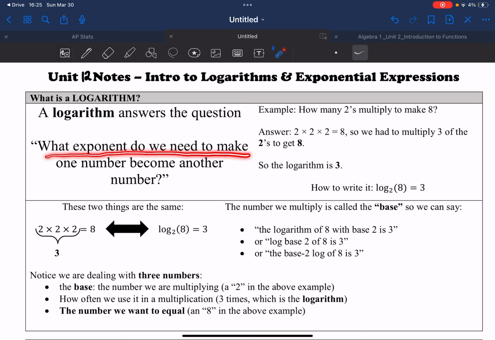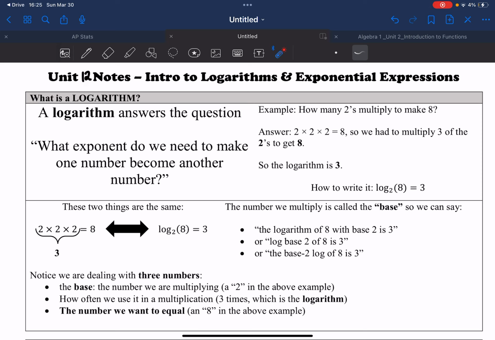Example, how many 2's multiply to make 8? Well, 2 times 2 times 2 is equal to 8, so we had to multiply 3 of the 2's to get 8. So that would be the logarithm 3. We would write this as log base 2 of 8 is equal to 3.